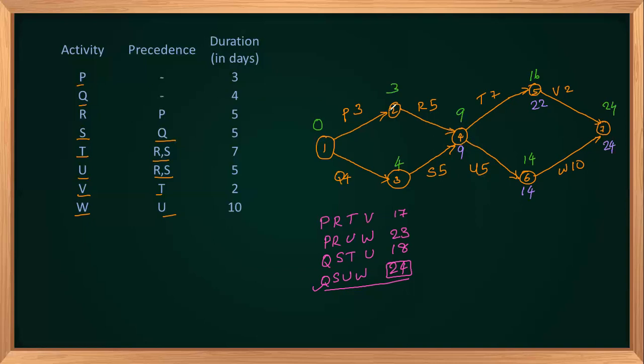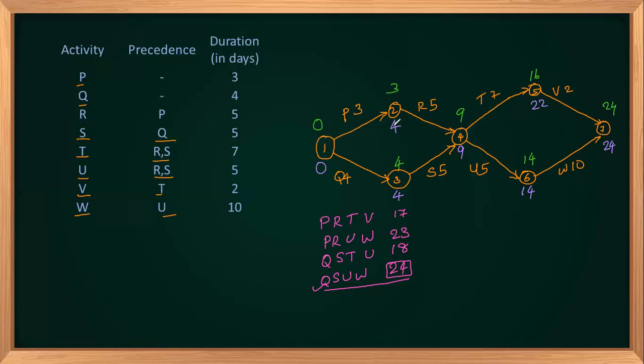So for this one, it will be 9 minus 5, which is 4. This will be 4 minus 4, 0, 4 minus 3, 1. So minimum will be 0. So this is the forward pass and backward pass I have done.